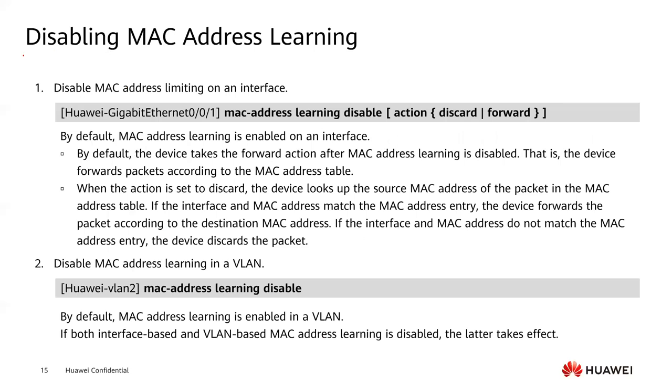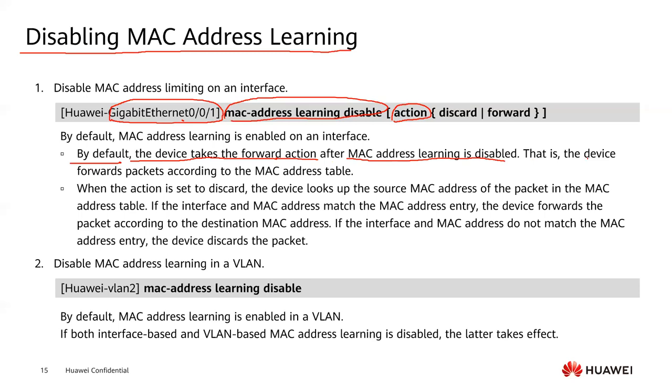Now it is disabling MAC address learning. You can use this command to disable learning on the interface. What will happen if you disable the interface's MAC address learning ability? It will have different actions, depending on how you configure it. By default, the device takes the forwarding action after MAC address learning is disabled. That is, the device forwards packets according to the MAC address table. It means if the destination MAC address is not in the MAC address table, the packet will be dropped.